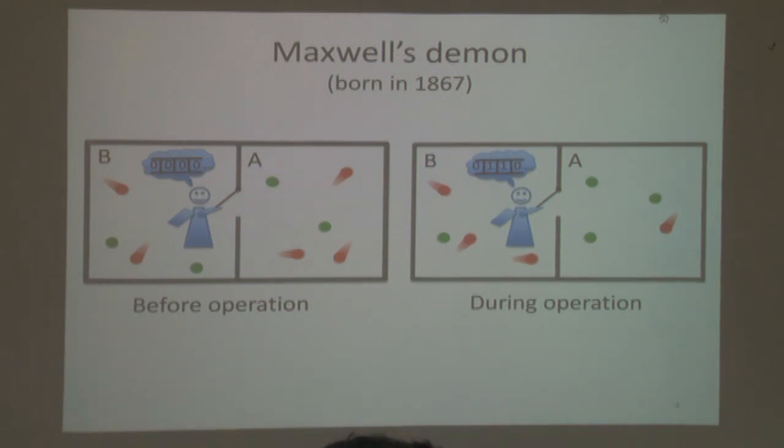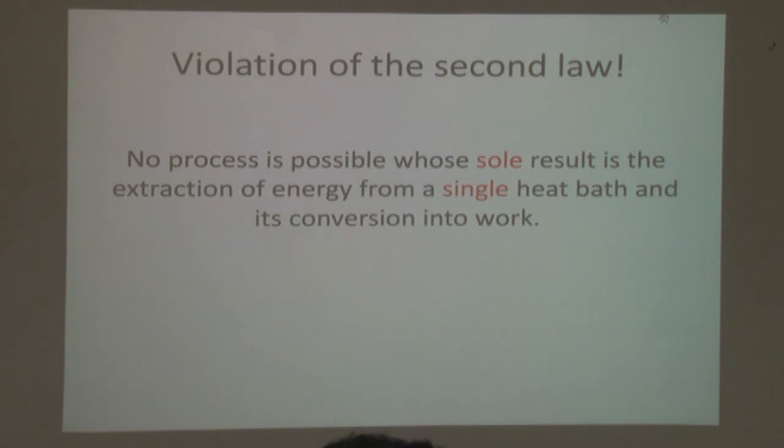Okay. But that should have rung a warning bell, right? Because what are we doing at the end of the day? We started with a single heat source, we extracted energy out of it and converted it into work. But that is exactly in opposition to the second law of thermodynamics, which says that we cannot devise any process whose sole effect is to extract energy from a single heat source and convert it into work. That's the Kelvin-Planck statement of the second law. So in a way, we seem to have violated a sacred law.